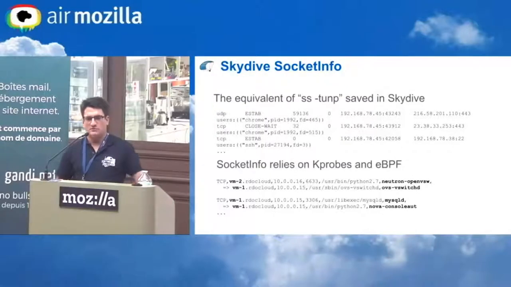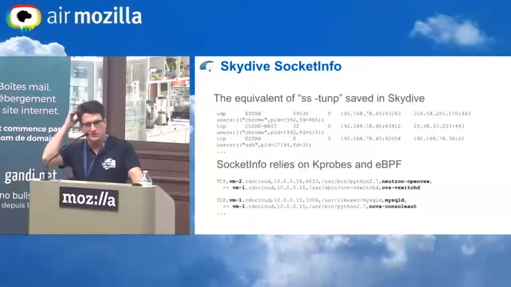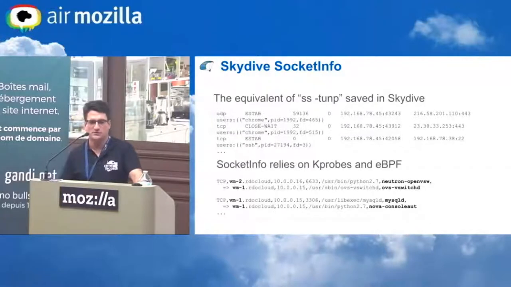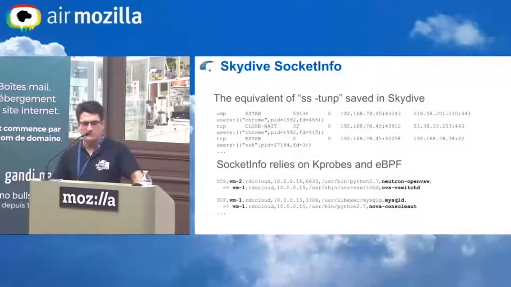Another thing we do, a feature that we implemented in Skydive, is that we inject some probes with eBPF so that we can retrieve the TCP and UDP sessions directly from the kernel. You retrieve the connection ports from one host to another host, with the binaries. So you know the process name and the binaries as well. But you can map afterwards.